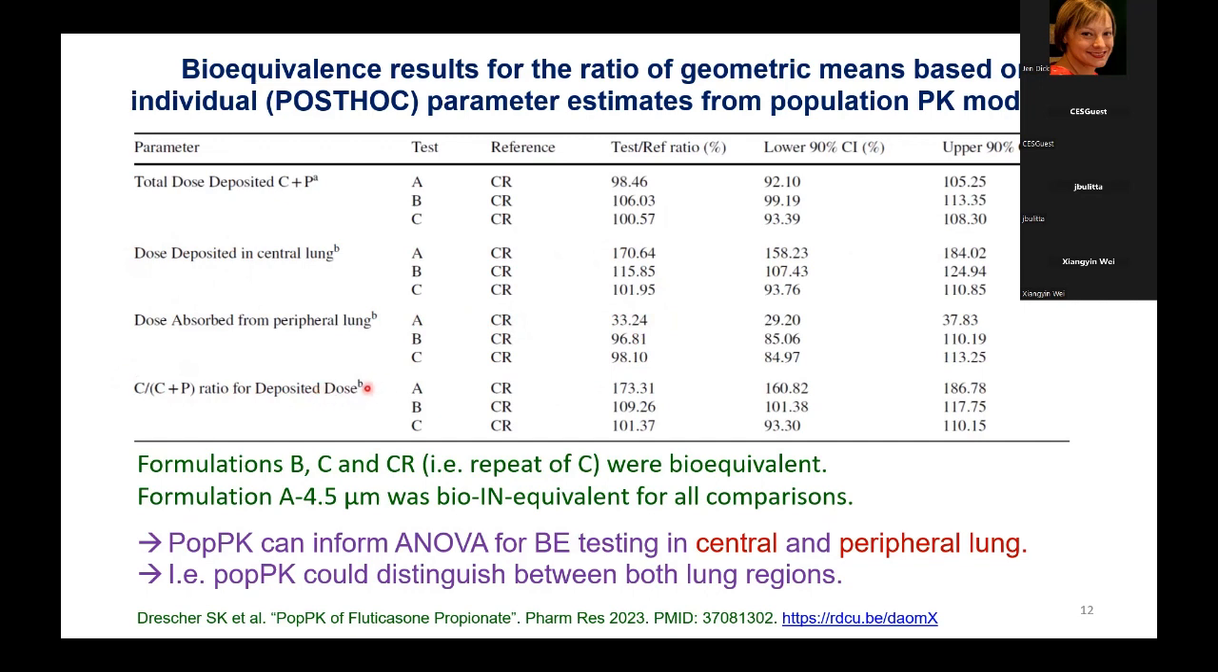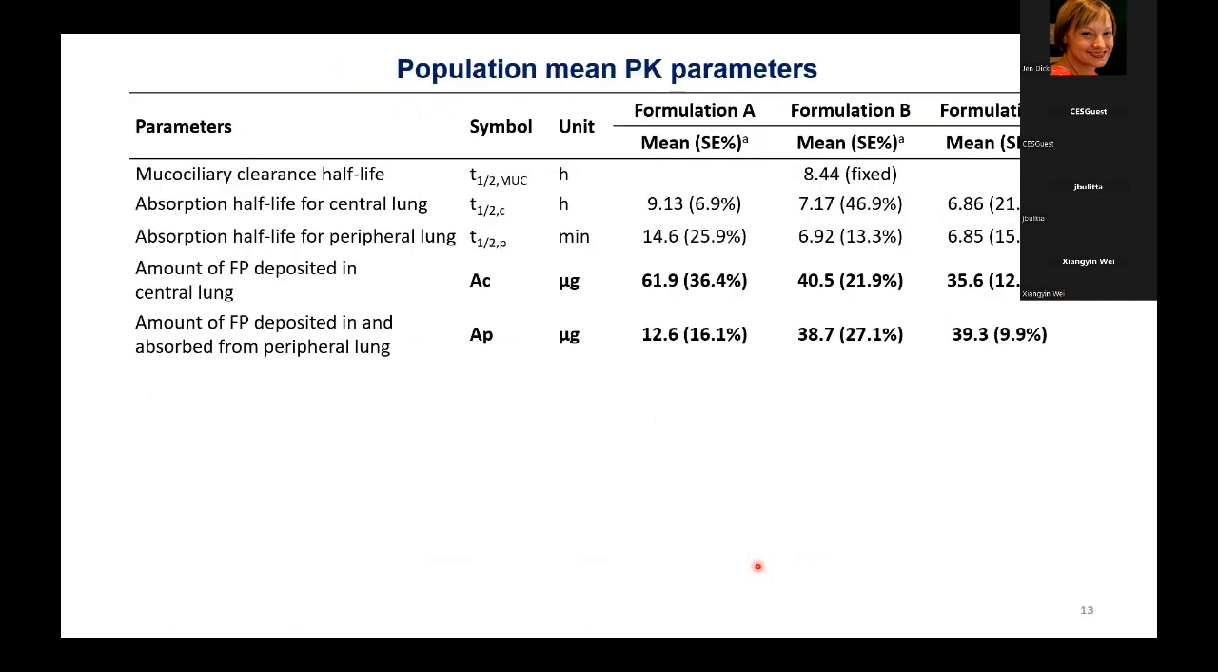So very clearly, the individual subject estimates could distinguish between formulation A and then B and C, whereas B, C, and CR were all bioequivalent for all metrics. So this meant that population PK could inform bioequivalence testing, and it could distinguish between the central and peripheral lung regions at the individual subject level, and that is a big strength.